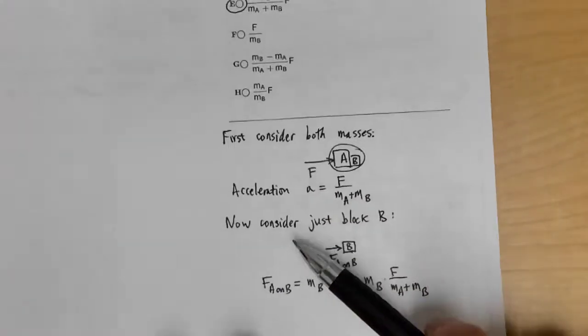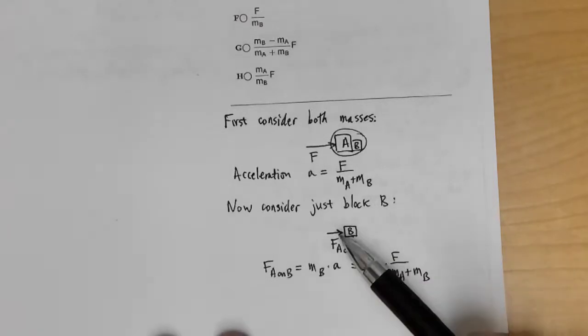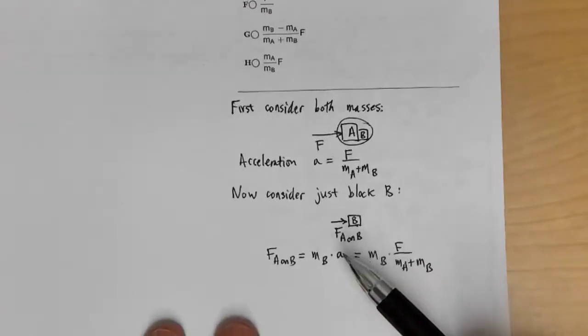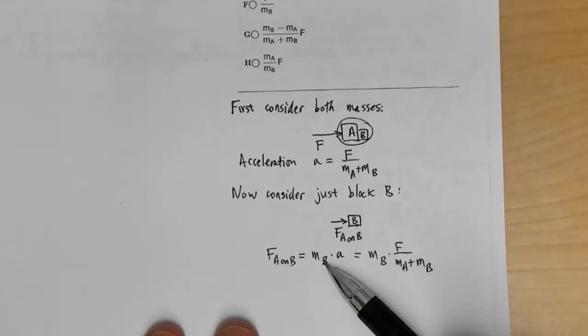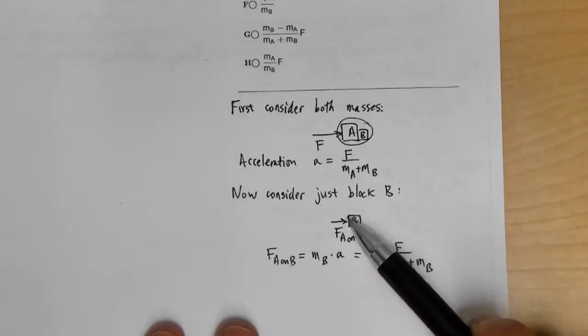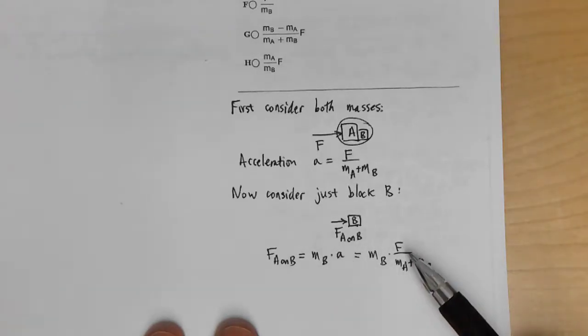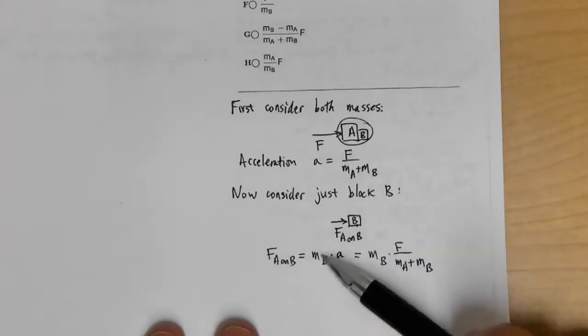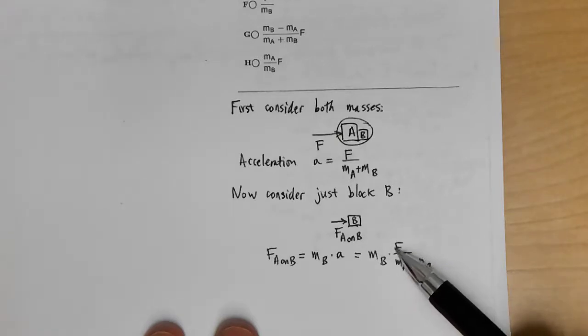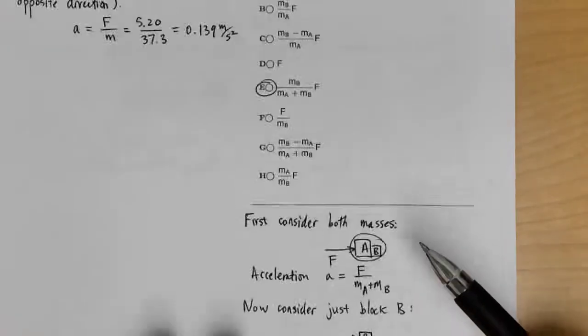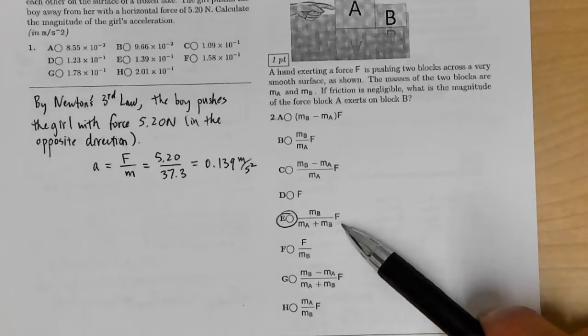Now we know the acceleration, so we can just consider block B. The force of A acting on B will be the net force on B, and that's equal to the mass of B times the acceleration, which we know. Mass B times acceleration will be MB times F over MA plus MB. So we get MB over MA plus MB, times F.